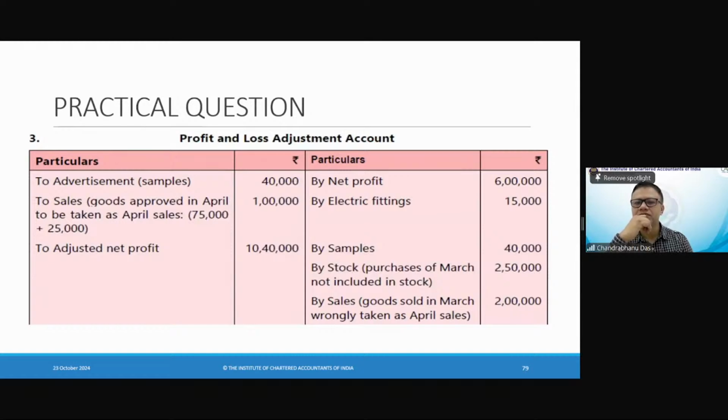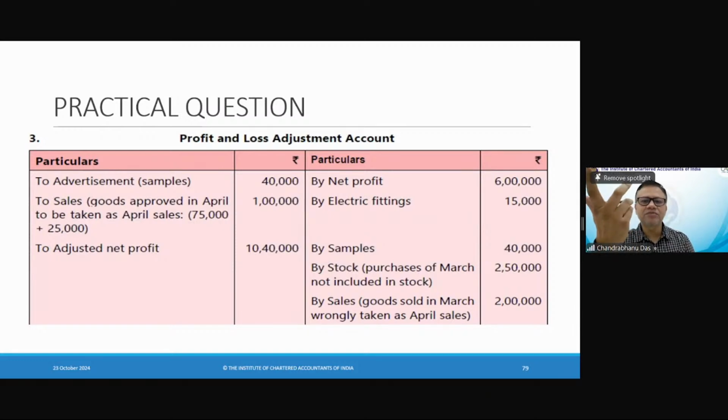Credit column, it increases the profits. Very good. Credit column will increase the profit and debit column will decrease the profit. Good. Now what happens here? Net profit. Why am I bringing it on the credit side? Net profit, because credits increase the profits.